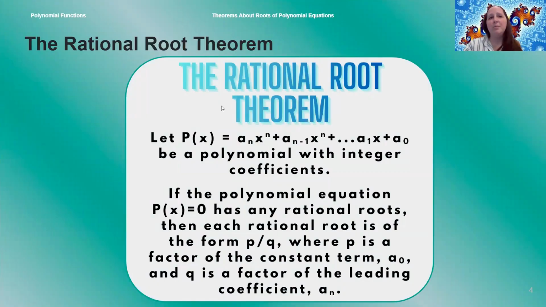If the polynomial equation P of x equals 0 has any rational roots, so again, a rational number is a number we can write as a fraction, then each rational root is of the form p over q, where p is a factor of the constant term, a sub 0, and q is a factor of the leading coefficient, a sub n. So basically, if it has a rational root, a number that can be written as a fraction where it will cross the x-axis, I can write that in terms of a sub 0 and its factors divided by a sub n and its factors.